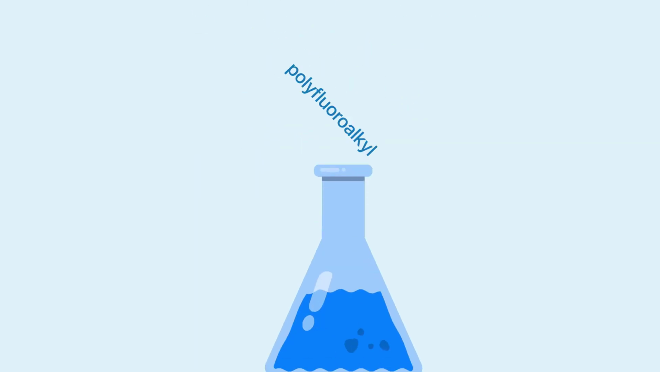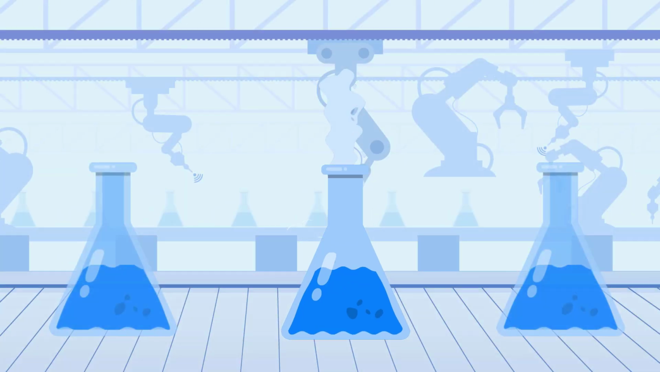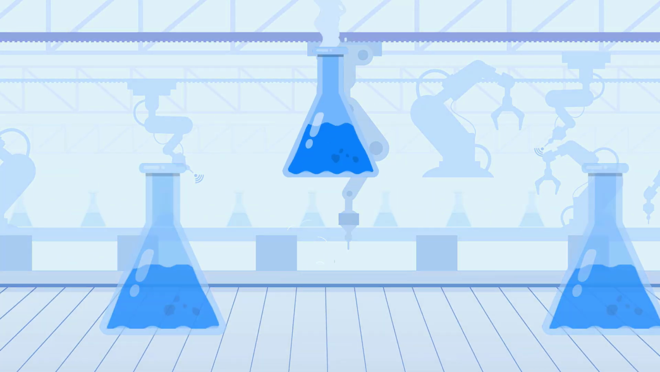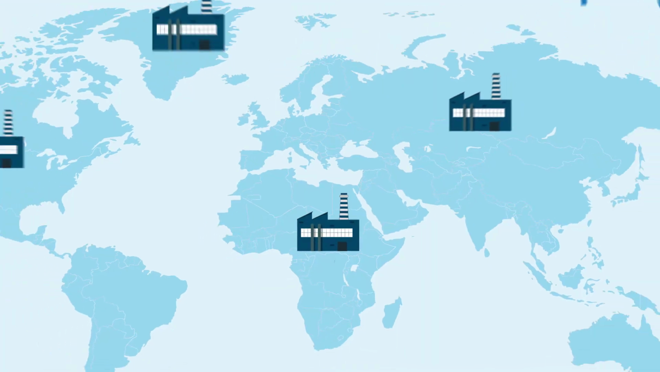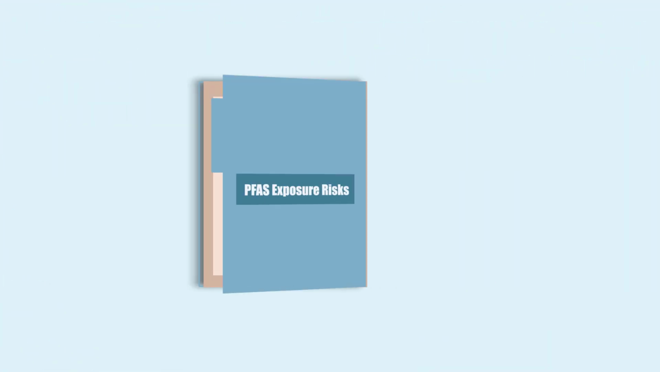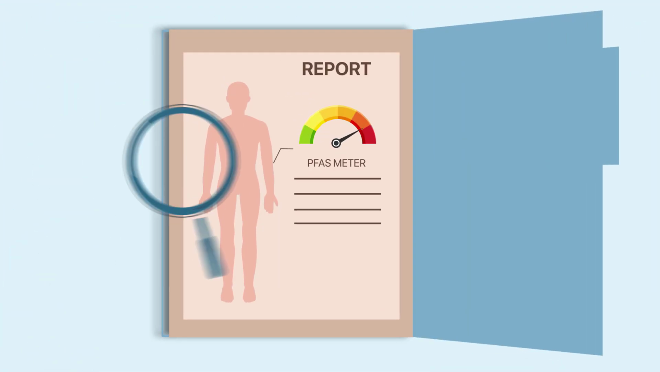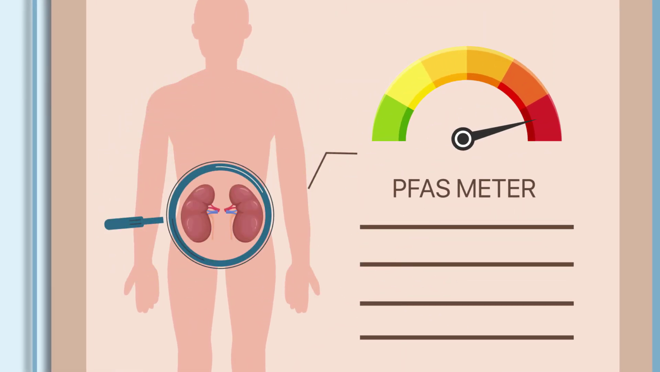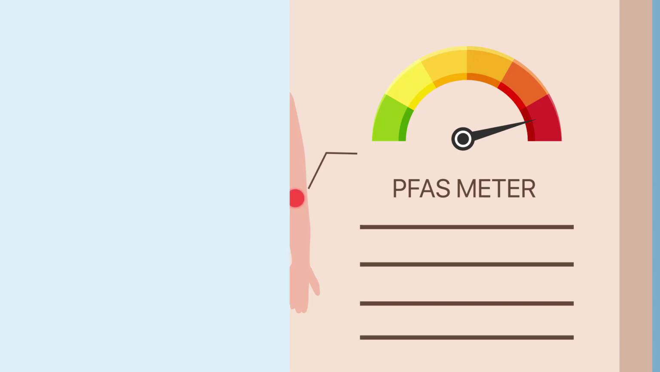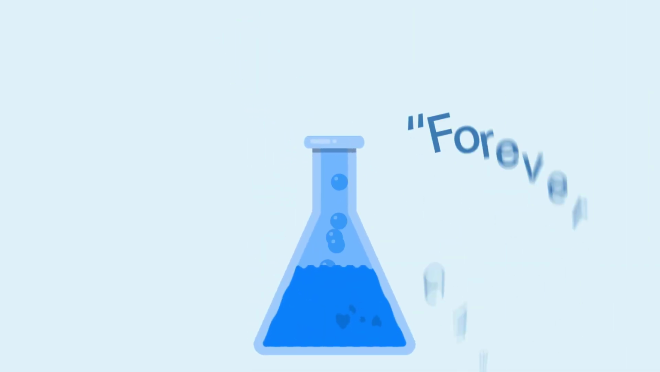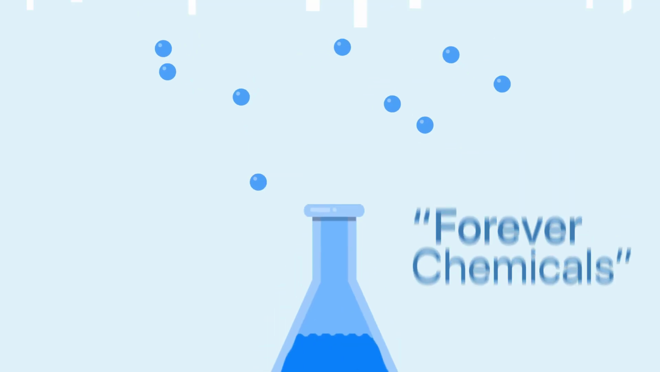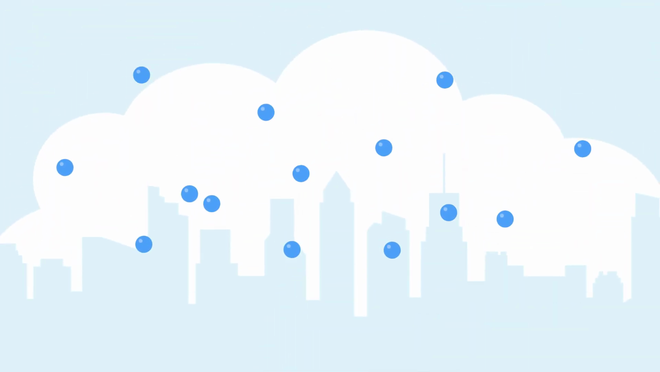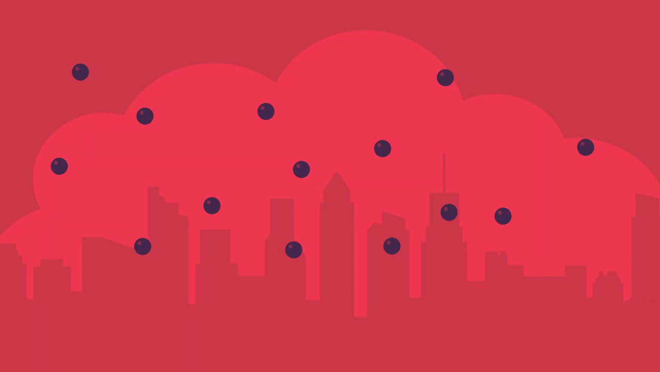PFaaS stands for per and polyfluoroalkyl substances and are a man-made group of chemicals that have been manufactured and used in a variety of industries around the globe since the 1940s. There is evidence that exposure to PFaaS can lead to adverse human health effects such as cancer, kidney disease, and so on. PFaaS are also called forever chemicals because they persist in our environment for a very long time without degrading, which makes them especially dangerous.